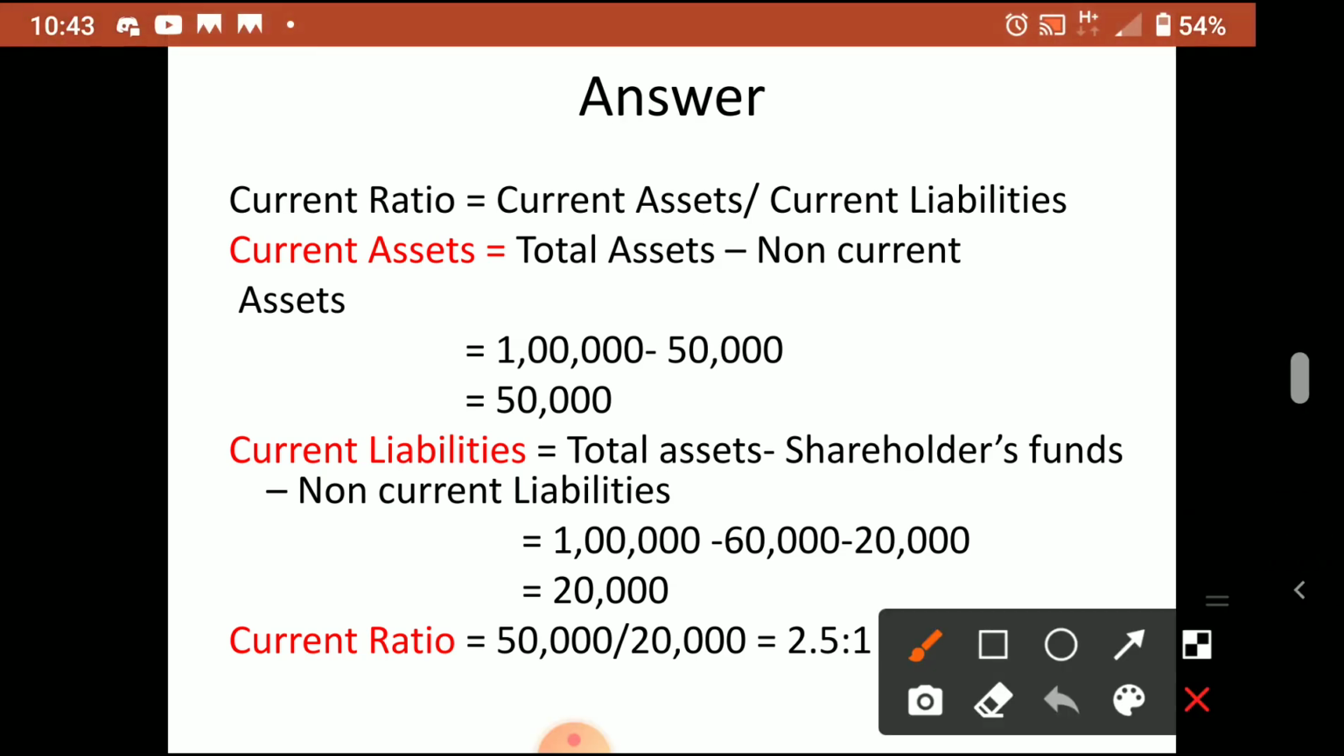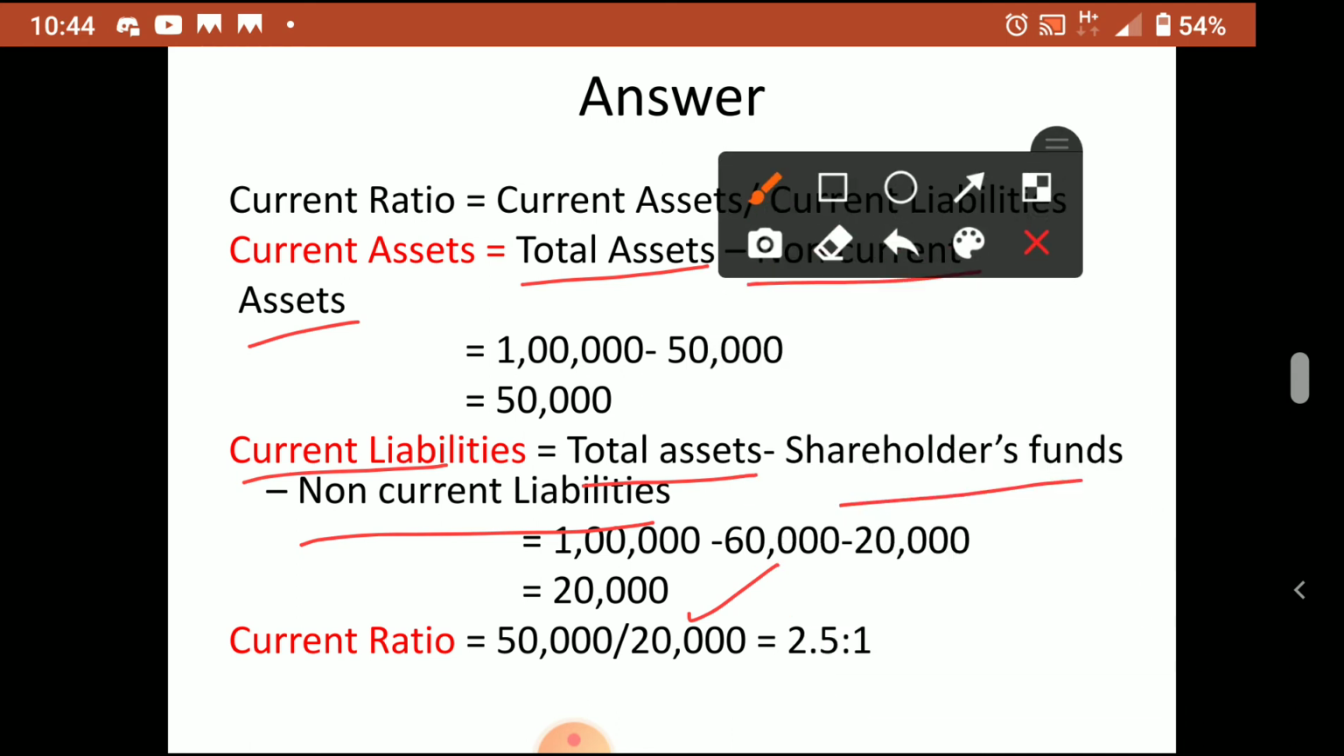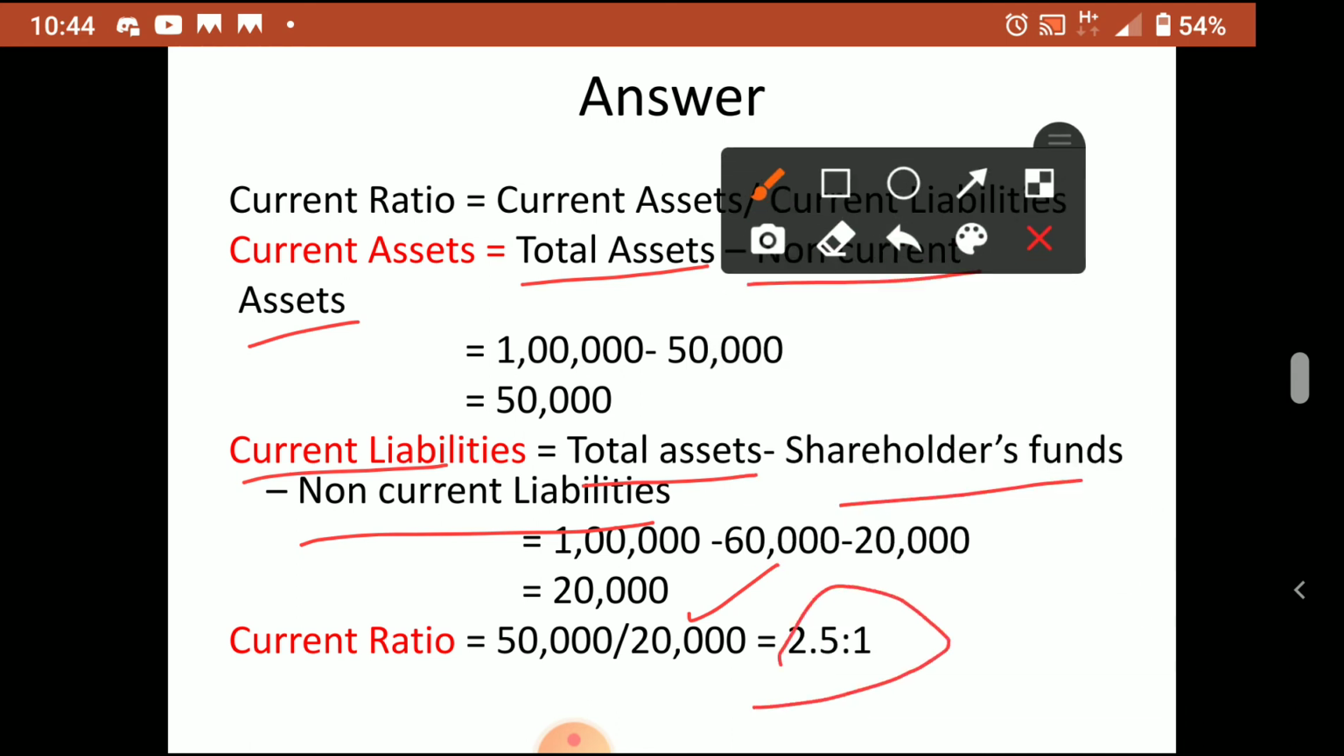Current asset, how you calculated? Current asset is total asset minus non-current asset, that you can write here. What I told in the video, the same thing. Total asset minus non-current asset is current asset. Current liability, how you calculated? Total assets minus shareholders fund minus non-current liabilities, so that you got 20,000. So when you write in the notebook also, you write this way. So current ratio is 2.5 is to 1.